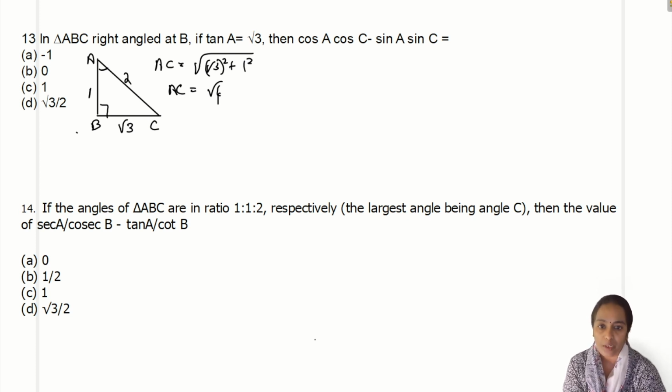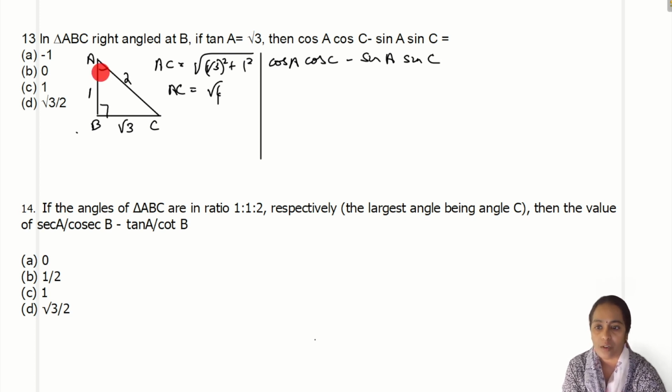So now what do I do? Let me look at the question. Cos A cos C minus sin A sin C is asked. What is cos A? Cos of angle A is going to be adjacent by hypotenuse, which is 1 by 2. Cos C is here. Cos of angle C is again adjacent by hypotenuse, which is root 3 by 2.